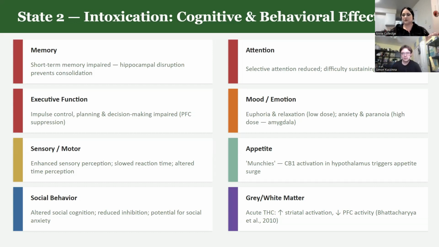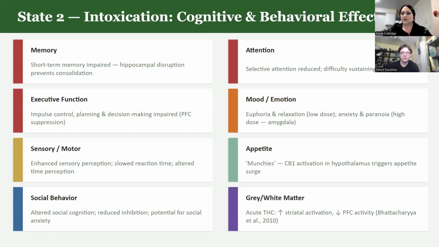Your mood depends heavily on dose. Low doses produce relaxation and euphoria, but high doses can activate the amygdala more intensely and can produce anxiety and paranoia. The famous munchies come directly from the CB1 activation in the hypothalamus. It literally signals hunger even when you've recently eaten, which is kind of interesting.